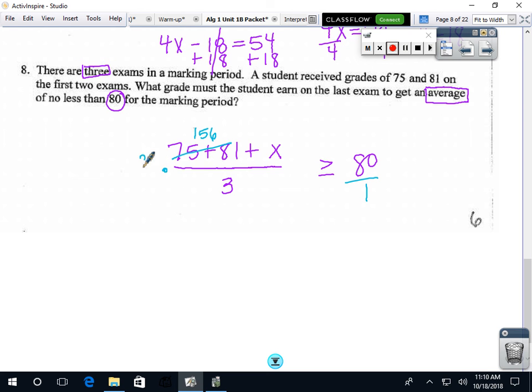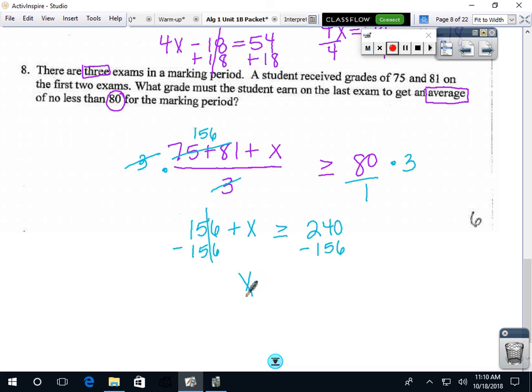Okay, you need to multiply by 3 to get the 3 out of the bottom, and then you multiply this by 3. Okay, because remember, it was divided by 3, so the inverse operation is to multiply by 3 on both sides. Now we have 156 plus X is greater than or equal to 80 times 3, which is 240, right? Now to solve for X, what do we do? Right, subtract 156 on both sides.